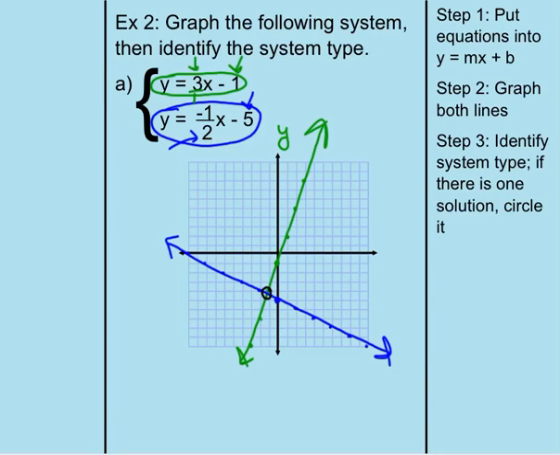All right, so now we're going to classify or identify the system type. There is a solution, so that makes the system consistent. And because there's only one solution, they intersect at one point, the lines are independent of one another. And again, one solution.